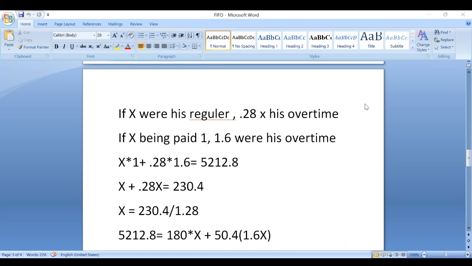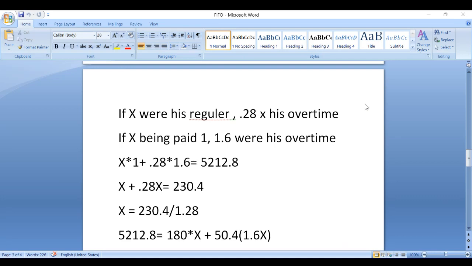0.28 hours, okay, and X is being paid 1.6 for his overtime. So he's paid 60% more for overtime. First we'll calculate the normal working hours and overtime working hours. That is X into 1 plus 0.28 into 1.6 is equal to 5212.8.